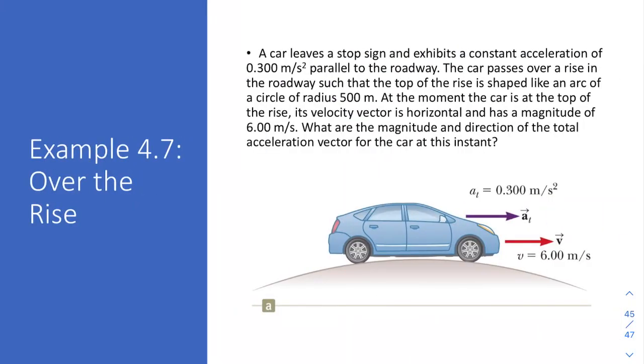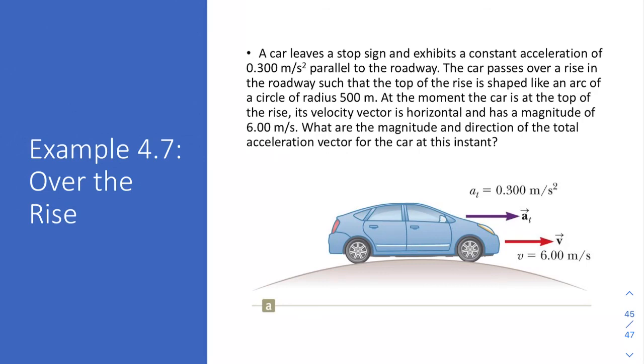Example 4.7, over the rise. A car leaves a stop sign and has a constant acceleration of 0.3 meter per second squared parallel to the roadway. The car passes over a rise in the roadway such that the top of the rise is shaped like an arc of a circle of radius 500 meter. At the moment the car is at the top of the rise, the velocity vector is horizontal and has a magnitude of 6 meter per second. What are the magnitude and direction of the total acceleration vector for the car at this instant?